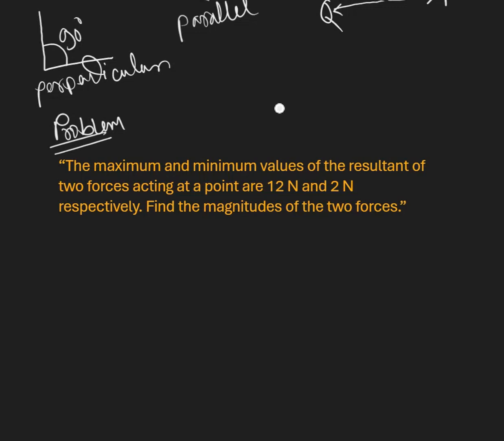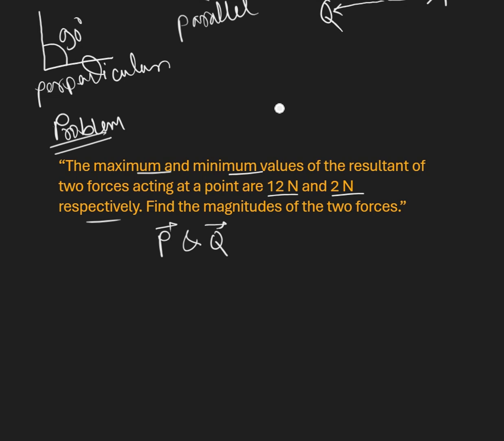Here is a numerical problem. The maximum and the minimum values of the resultant of two forces acting at a point, that are 12 Newton and 2 Newton, the maximum and the minimum values respectively, right? It means if there are two vectors, say one is P, another one is Q vector, right?